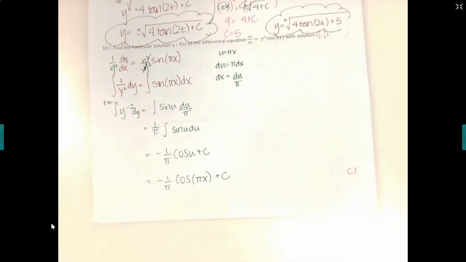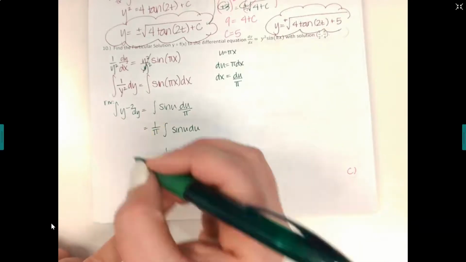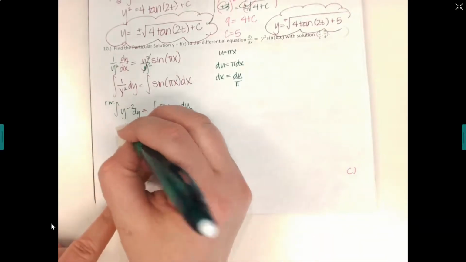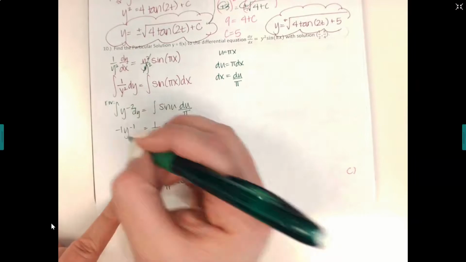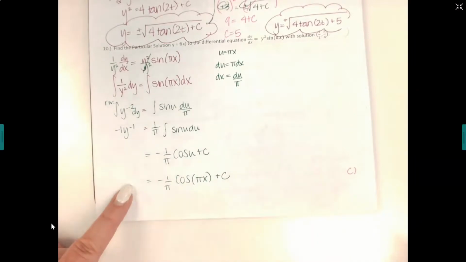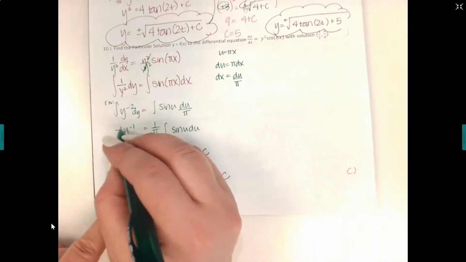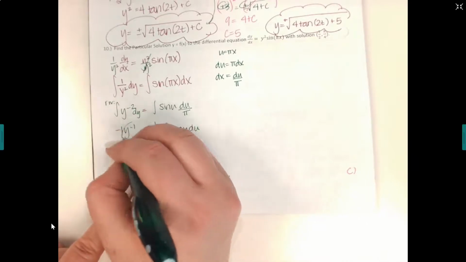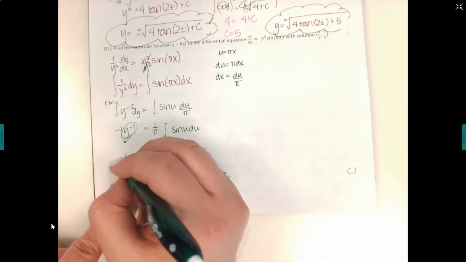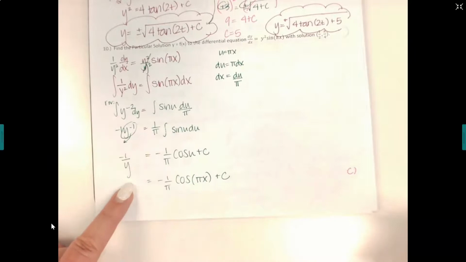Okay? So add 1 to negative 2. What do you get? Negative 1. Then divide by negative 1. It's just a negative in the front. And then my next step is, I don't like the way that looks, so I'm going to just bring the y down to be a negative 1 over y. So far, so good?